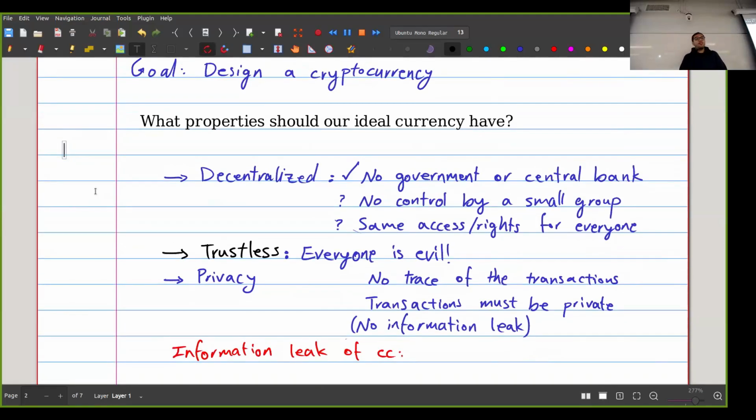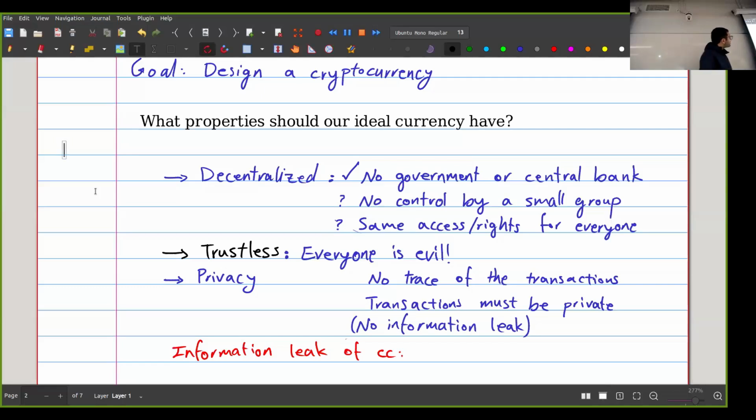Now, this is just my wish list. This is what I wish to achieve. We will achieve some of them, not all of them, by the end of this course. So ideally, I would like to have a currency that is decentralized. I'm sure you've heard that word before. So what do we mean when we say a currency is decentralized?